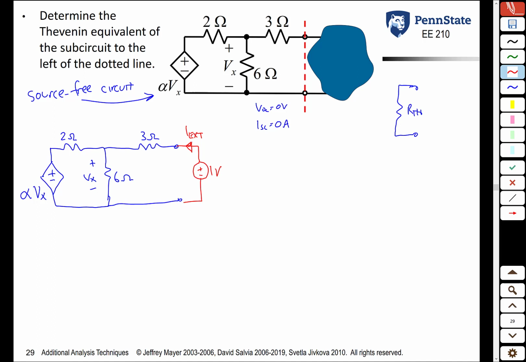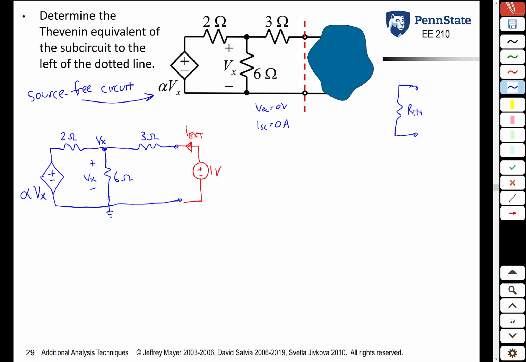Recall when you use this external stimulation method that if there were independent sources in the circuit that we're modeling, you would turn those off at this point. Because there are no independent sources, there's nothing to turn off, and we just need to evaluate the circuit here. So to analyze this, let's call this point ground, and we'll call this voltage Vx since it's already given.